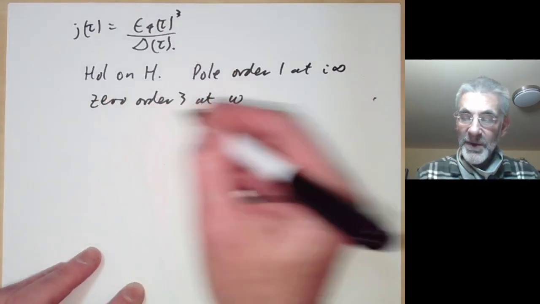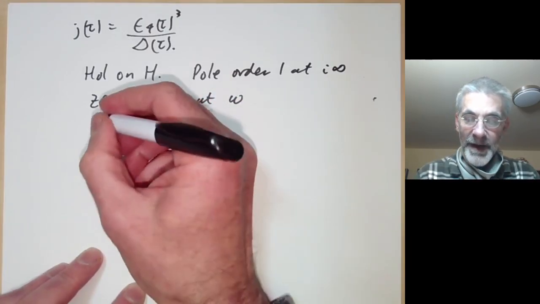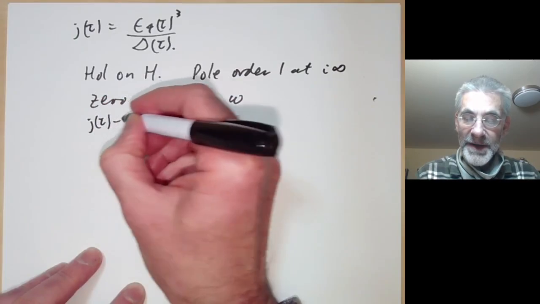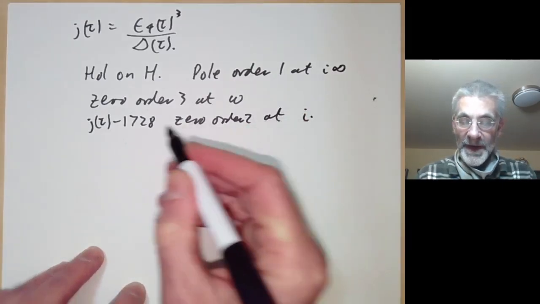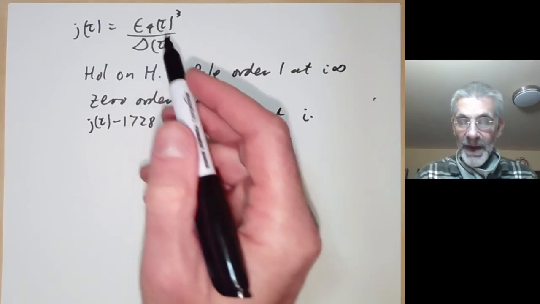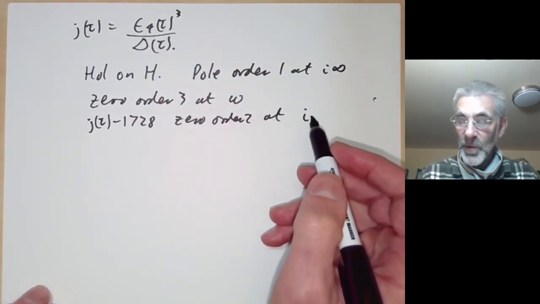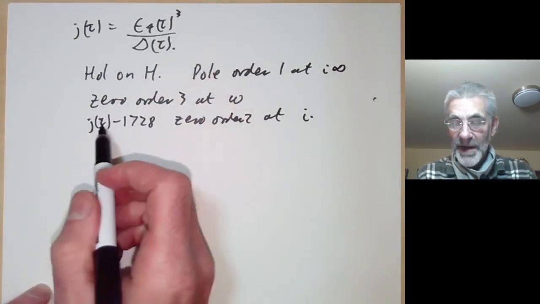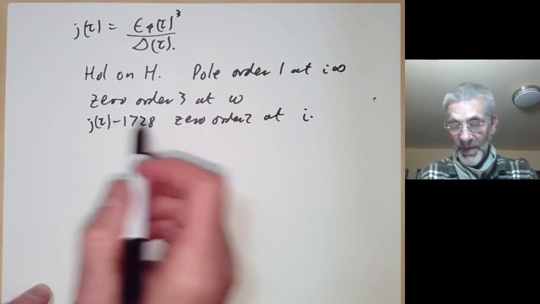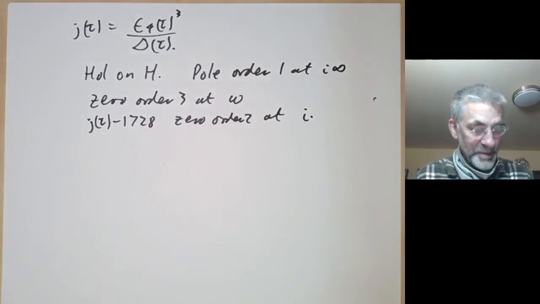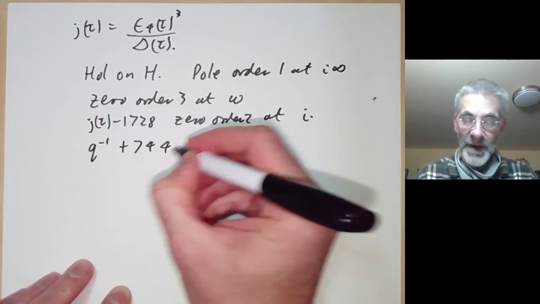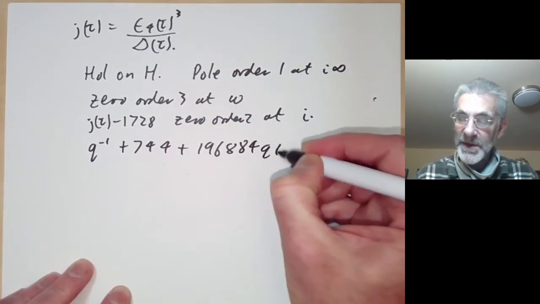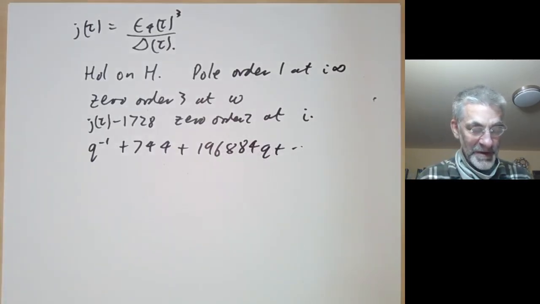We can also work out its value at i. So j of tau minus 1728 has a 0 of order 2 at i. And that's essentially because E6 has a 0 of order 1 at i, and if you look at the formula for j, you see that it's equal to 1728 and has a double 0 there. We can also work out its Fourier expansion, which we did earlier, and is q to the minus 1 plus 744 plus 196884 q, and so on. So we get these surprisingly large coefficients.